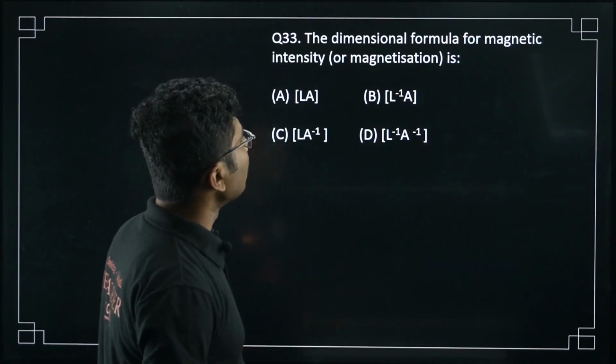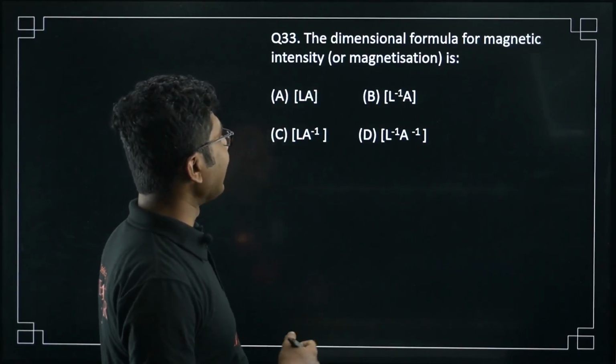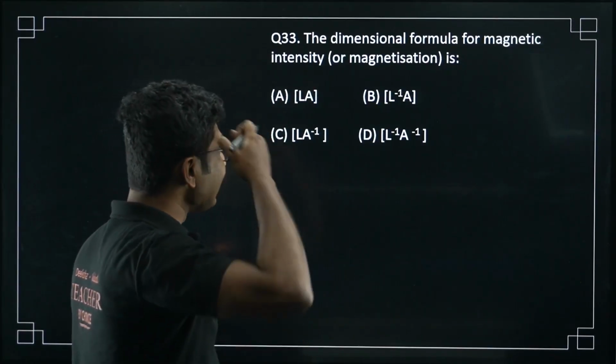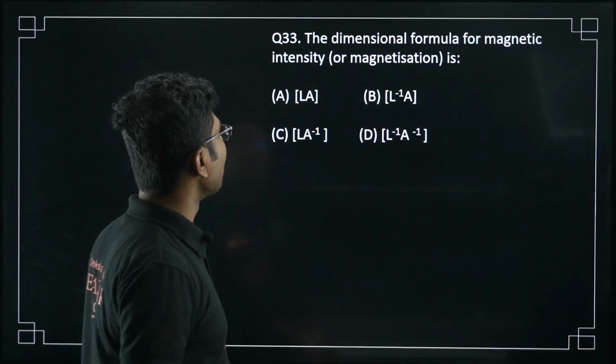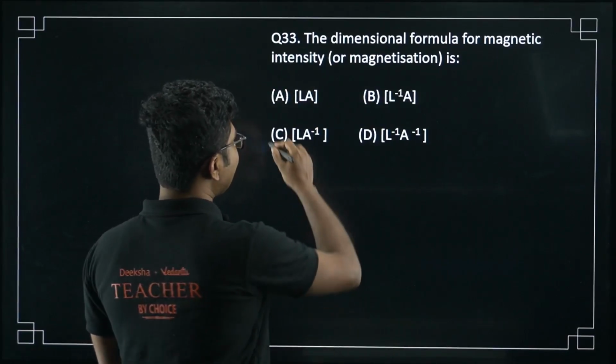The dimension formula for magnetic intensity or magnetization. So for magnetic intensity or magnetization, the dimensional formula is, I think, L into A.